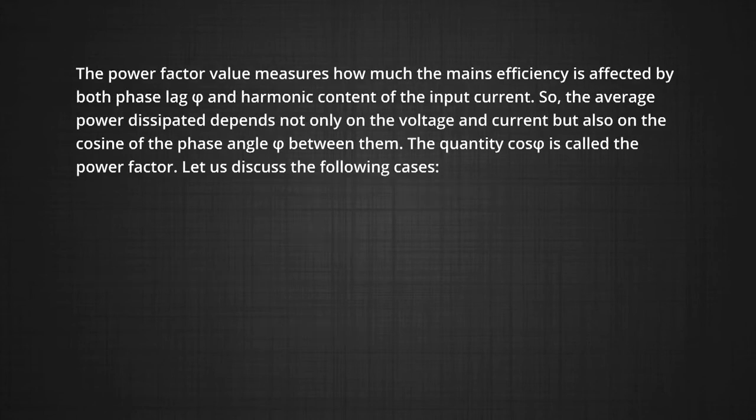The power factor value measures how much the main efficiency is affected by both the phase lag phi and the harmonic content of the input current. Here we can say that the average power dissipated depends not only on the voltage and current, but also on the cosine of the phase angle phi between them. The quantity cos phi is called the power factor. Let us discuss the following cases for the power factor.